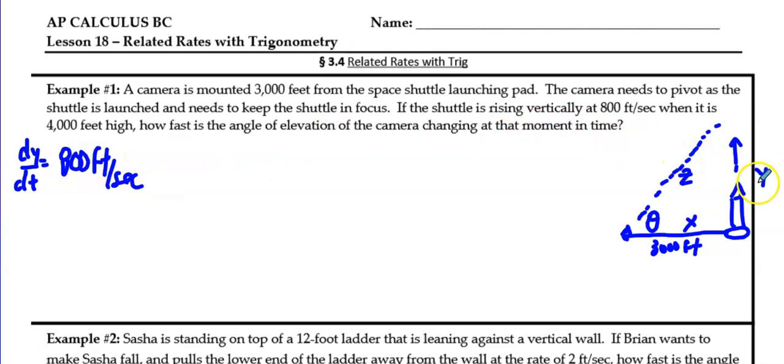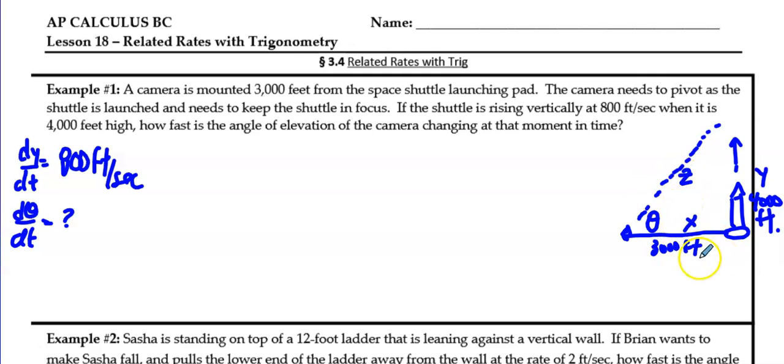When it is 4,000 feet high, so we now know that y is also 4,000 feet. How fast is the angle of elevation changing? So angle of elevation, you guys remember from geometry, is from the horizontal looking up. So we want to know how fast the angle of elevation is changing at that moment in time.